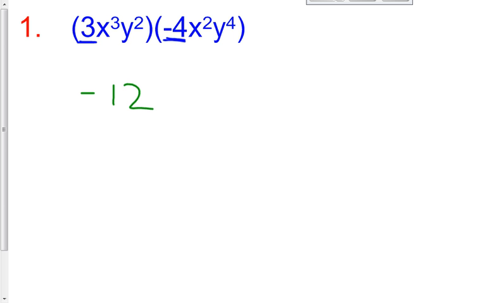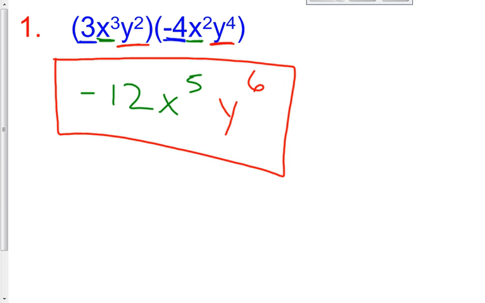X cubed times x squared is x raised to the 5th. And then we have y squared times y to the 4th, as long as they have common bases, which as you can see, y as a base and y as a base is y to the 6th. So our answer when we multiply 3x cubed y squared multiplied by a negative 4x squared y to the 4th, we get a negative 12 x to the 5th, y to the 6th. And we have successfully simplified that monomial by multiplying.